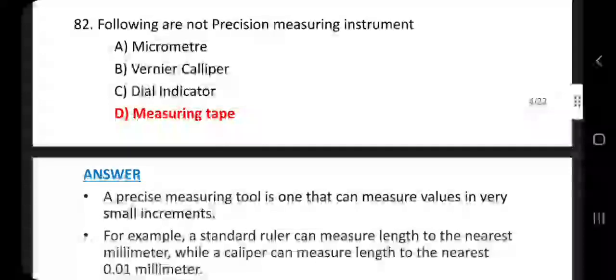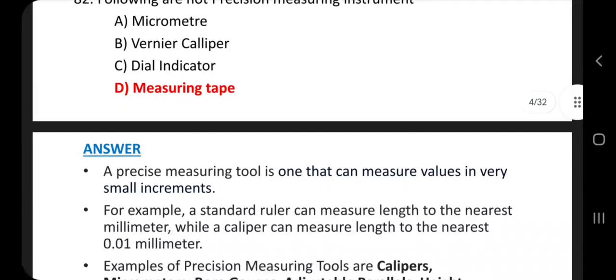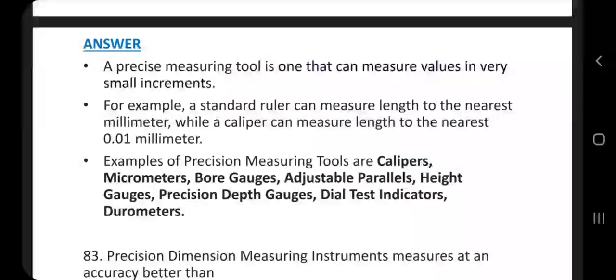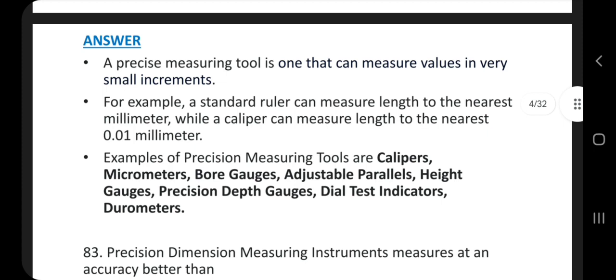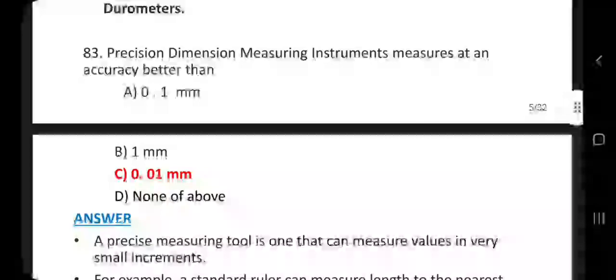Question number 82. Following are not precision measuring instrument. Answer is option D, measuring tape. A precise measuring tool is one that can measure values in very small increments. For example, a standard ruler can measure length to the nearest millimeter, while a caliper can measure length to the nearest 0.01 millimeter. Examples of precision measuring tools are calipers, micrometers, bore gauges, adjustable parallels, height gauges, precision depth gauges, dial test indicators, durometers.